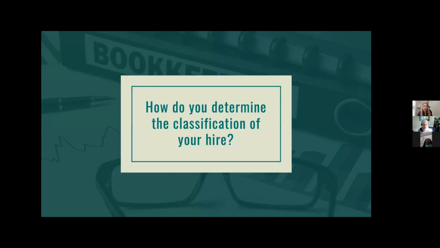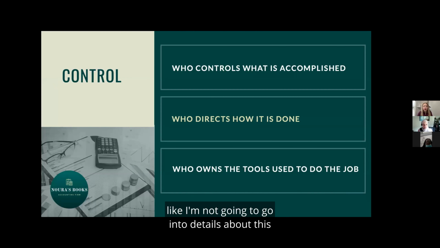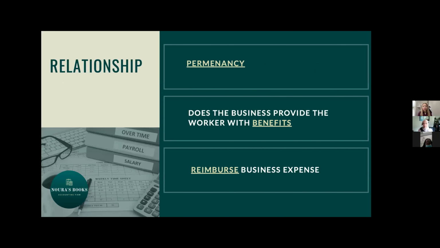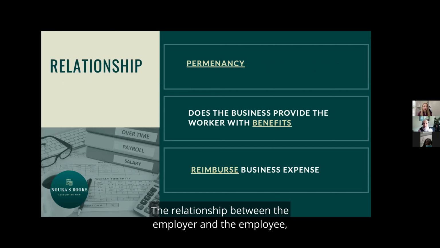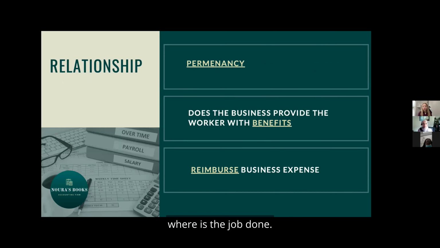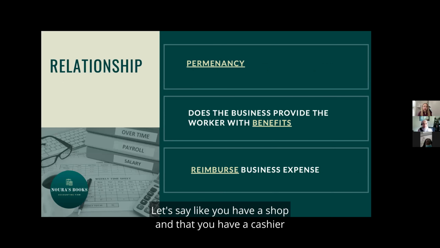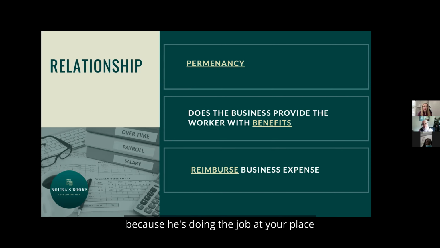How do you determine it now? I'm not going to go into details about this because Danya already spoke about control: who controls what is accomplished and how, where is it accomplished, how is it done. If the employee is using their own laptop, for example, or the company laptops, that makes a difference. Where is the job done? Let's say you have a shop and you have a cashier, that employee has to be classified as an employee because he's doing the job at your place. So there's no way you can pay them as an independent contractor or you're going to be in violation.